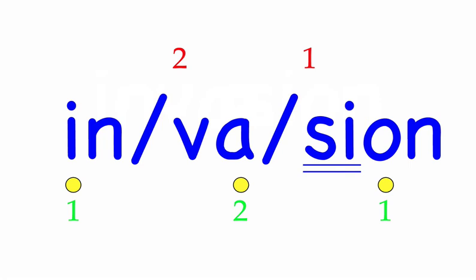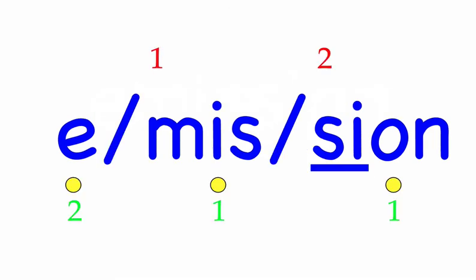Invasion. Row 5, emission. Emission. I have to get an emission sticker. E-miss-shan. E has one sound. Miss, three sounds. I, s. Shan, three sounds. Sh, a, n. E-miss-shan. Mark the word. E-miss-shan.